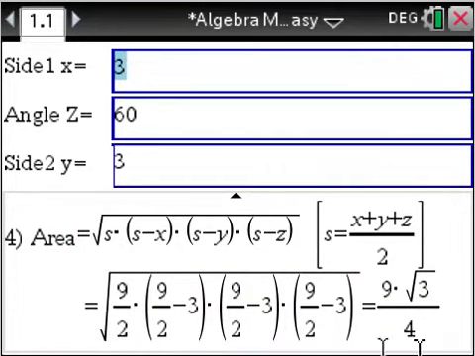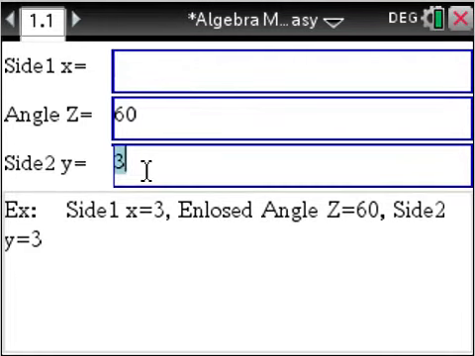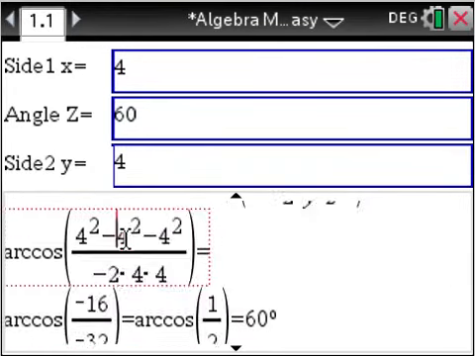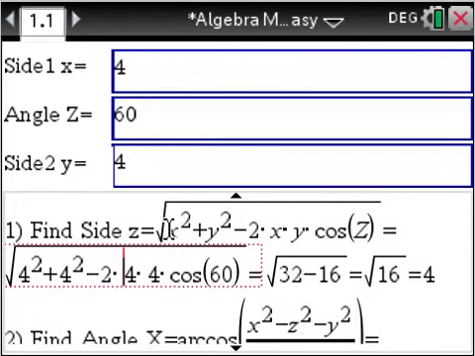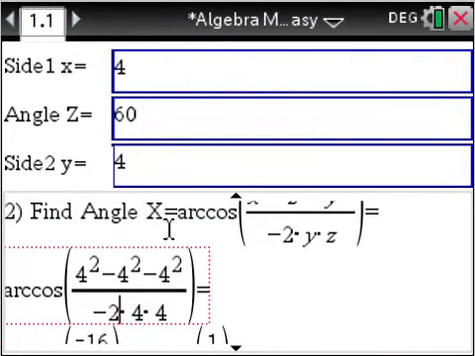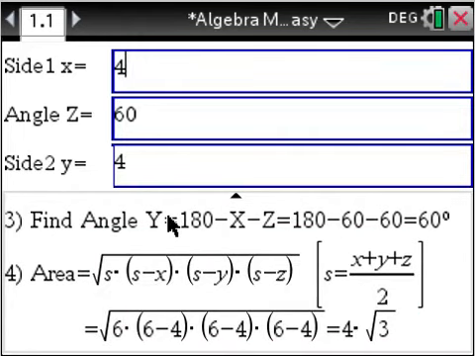Of course, area too. Let's make these numbers actually 4 and 4 again. Same thing goes. Using law of cosine, find side z, angle x, and angle y. We plug the numbers into the formula, and then simplify and get you your answer. And of course, you can always do this for yourself and then double check.